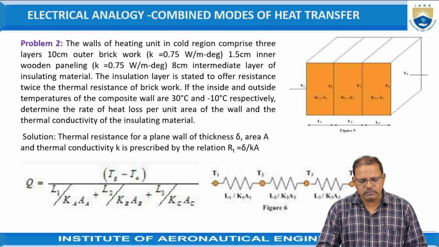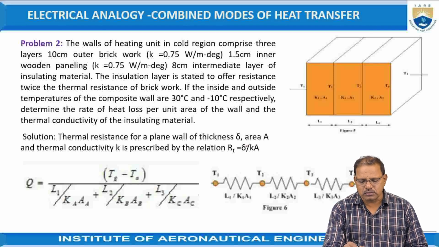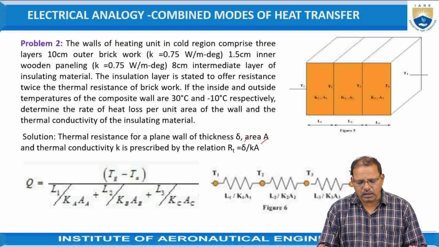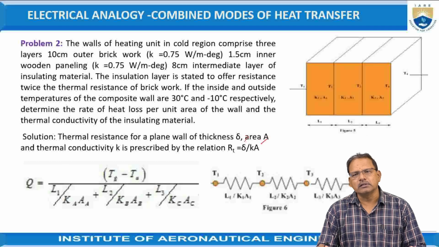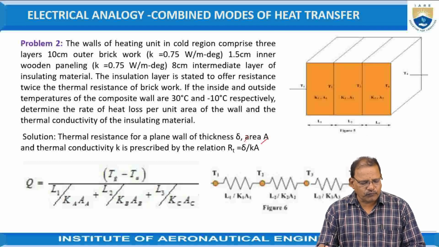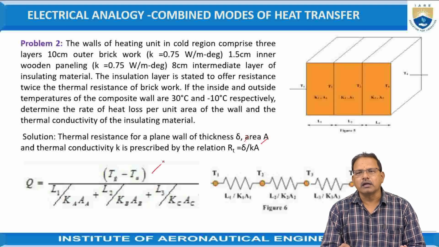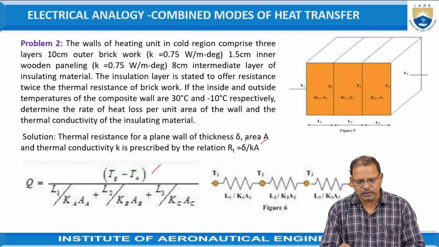The thermal resistance for a plane wall of thickness delta, area A, and thermal conductivity K is prescribed by the relation RT equal to delta divided by KA. According to this relationship, the thermal energy which is flowing is given by the equation Ti minus To equal to L1 divided by KaA plus L2 divided by KbA plus L3 divided by KcA.